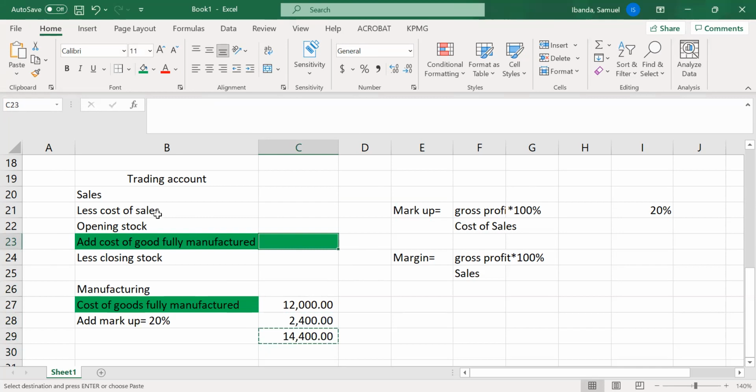But one of the things that you also need to understand is that it's not only these goods that you're transferring to the trading account. You already have opening stock of finished goods. You also have closing stock of finished goods. So ideally, you're going to find that these ones also have to be marked up because your goods are now being carried at a markup, okay?